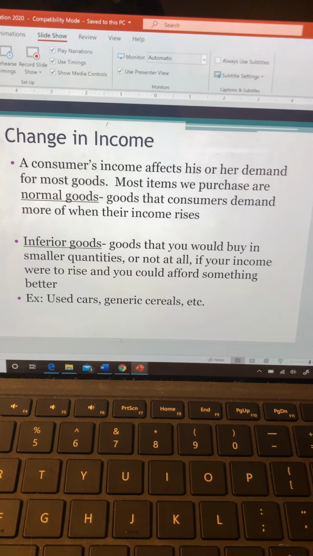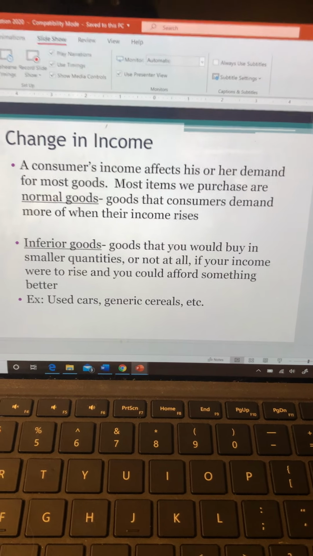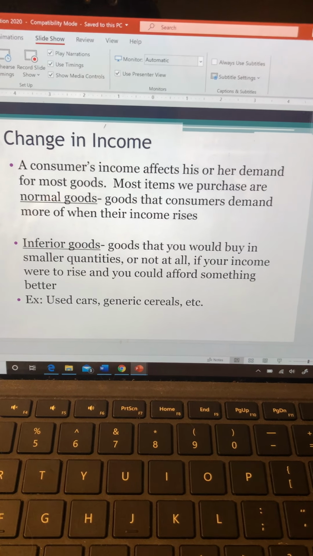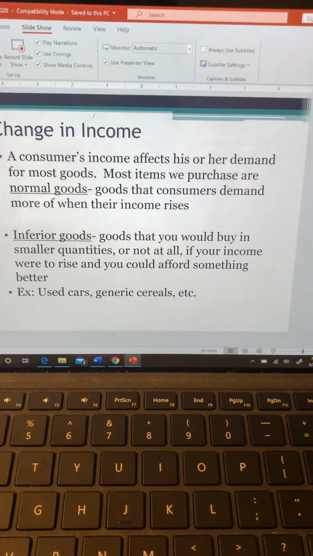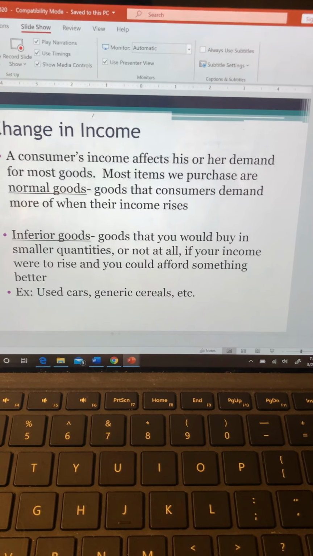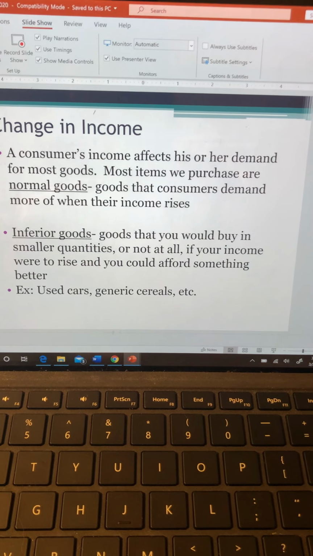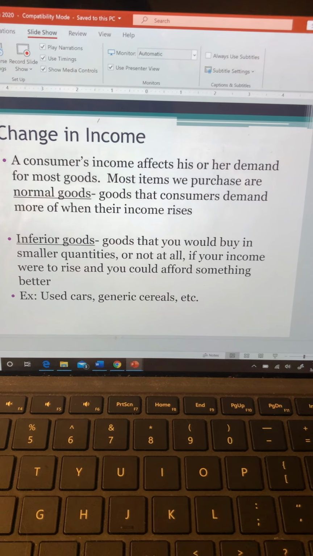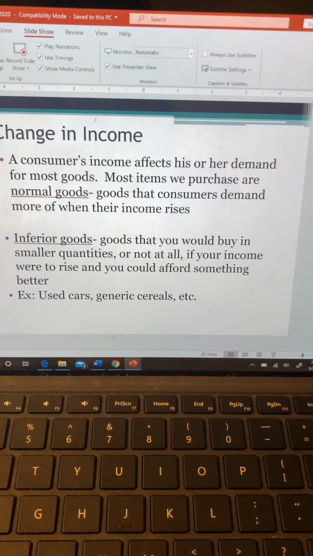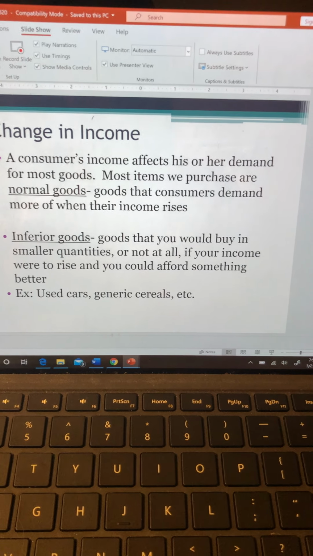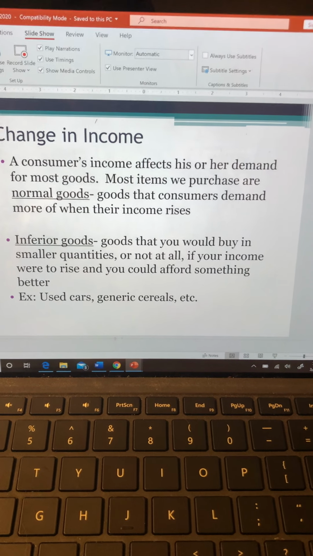Or, if you go to the supermarket and you're in the cereal aisle, there'll be generic cereal. So like the Stop and Shop brand of cereal, like Toasted Oats instead of Cheerios. That's considered an inferior good. If your income is smaller, you're more likely to buy an inferior good. If you're making more money, you're less likely to buy that. You'll splurge on the Cheerios.